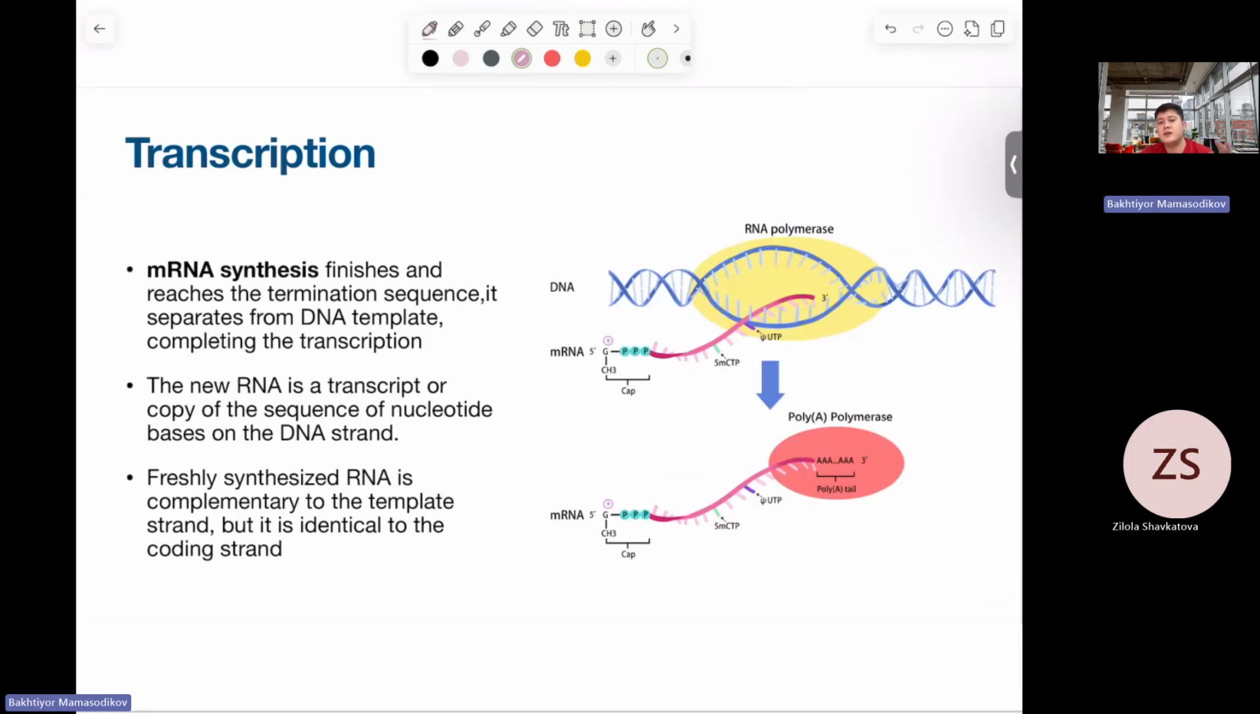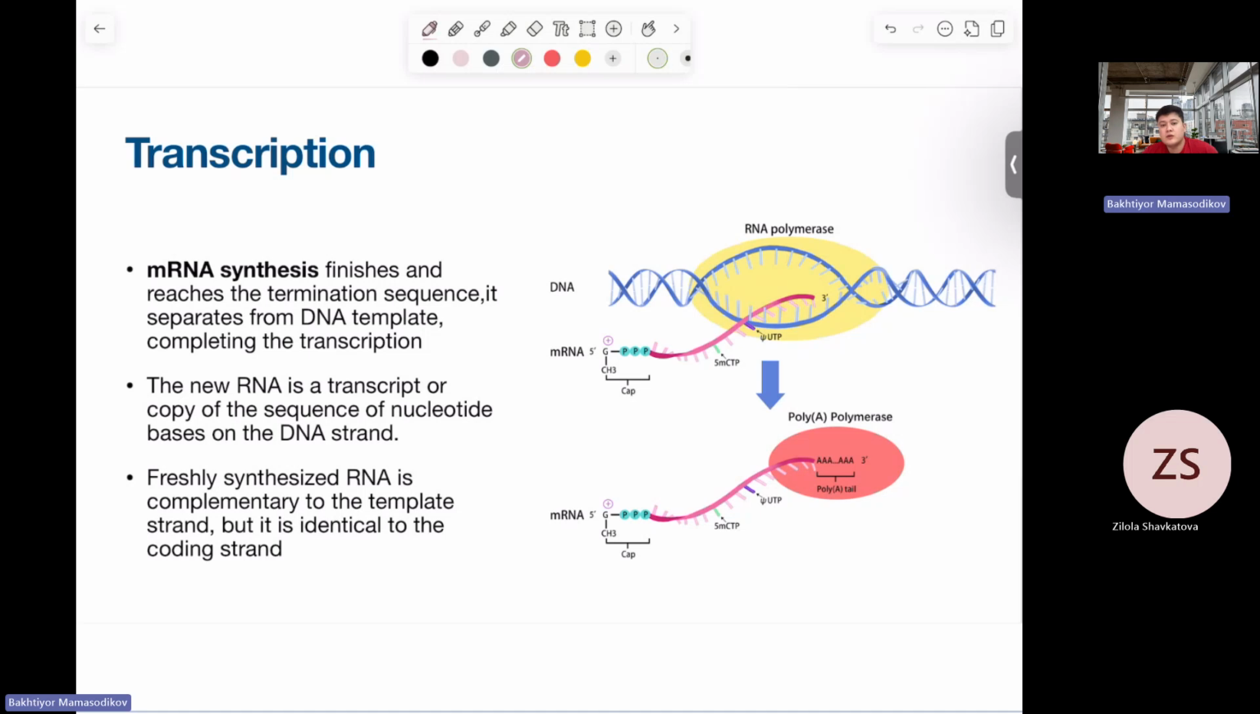So what's going on next? Here, RNA polymerase keeps building the RNA strand until it reaches the special stop signal in the DNA. Okay, in the DNA we have a special signal which is called the stop signal. This is called the termination sequence. Once the RNA polymerase hits the stop signal, it lets go of the DNA and the new RNA strand is made. This process is now done. You have completed the pre-messenger RNA now.